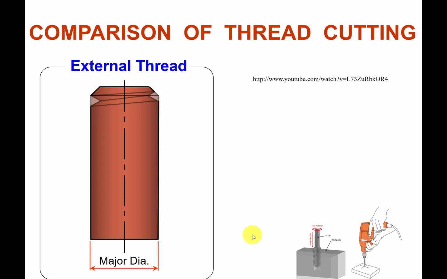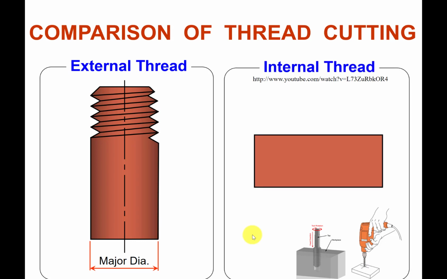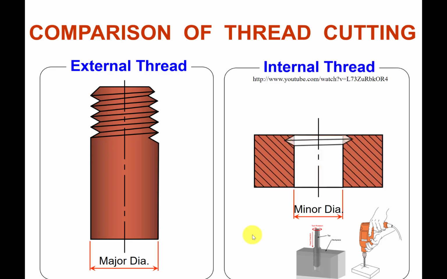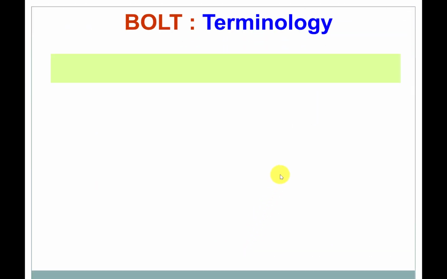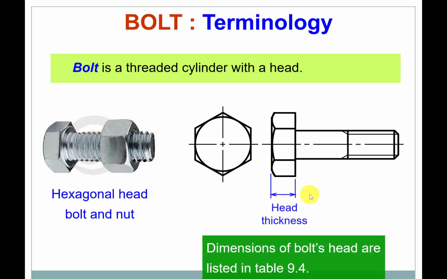For an external thread, you want to determine the size of the cylinder, which is the major diameter. Then use a die to remove the material. For the internal thread, you want to select the size of the drill bit to drill the hole, which is the minor diameter. Then use a tap to remove the material to determine the thread diameter, which is always larger than the size of the hole.